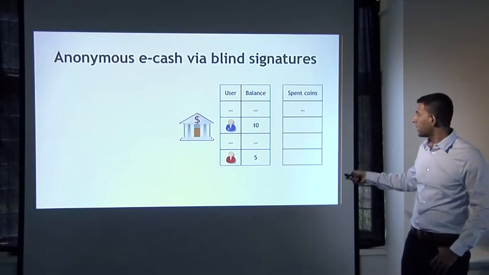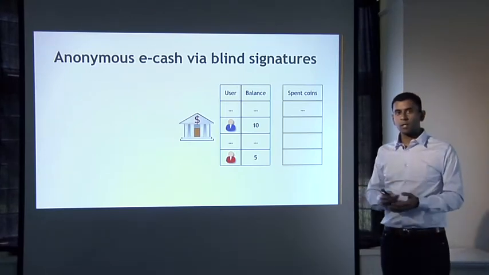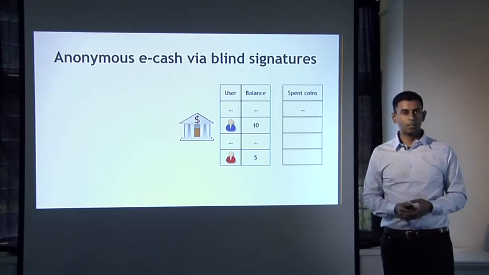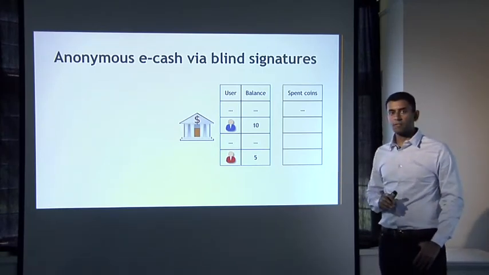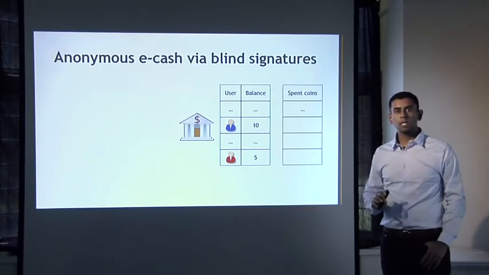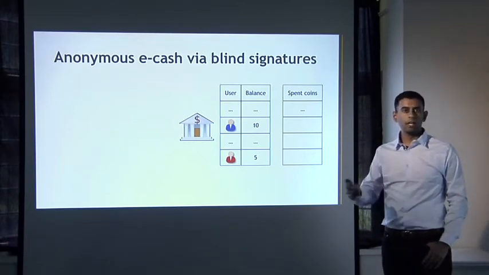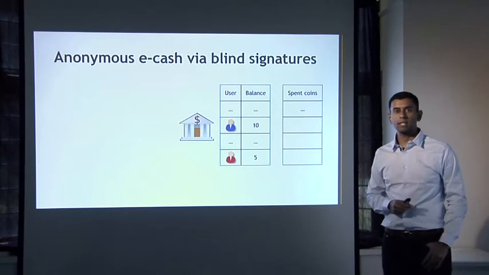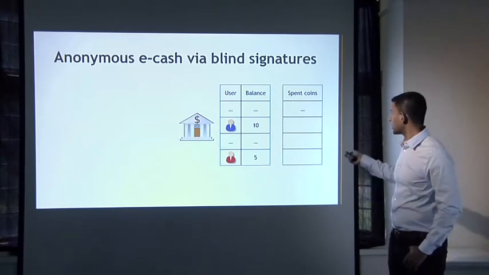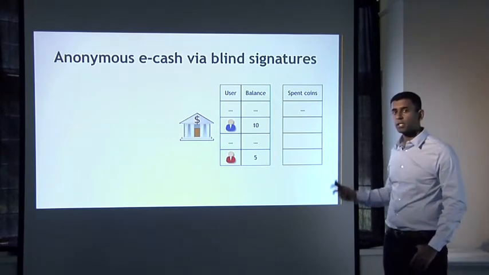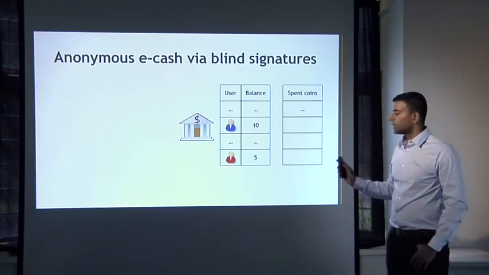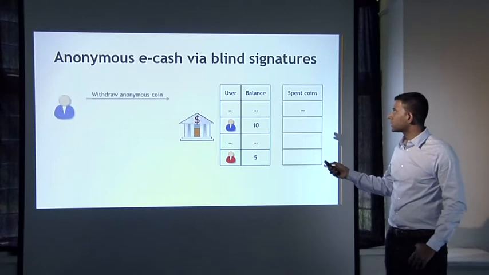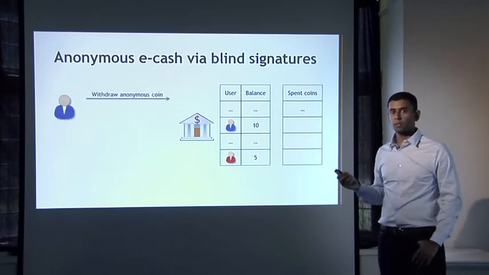The first table has a mapping of users with the balance that they have in their bank account. These balances don't refer to any sort of cryptographic currency. It's just a plain old number sitting in a database, just like your actual bank account or PayPal or something like that. In addition, it has another table called spent coins, and you'll see in a moment what this means. Let's say that a user now wants to withdraw an anonymous coin from the system.